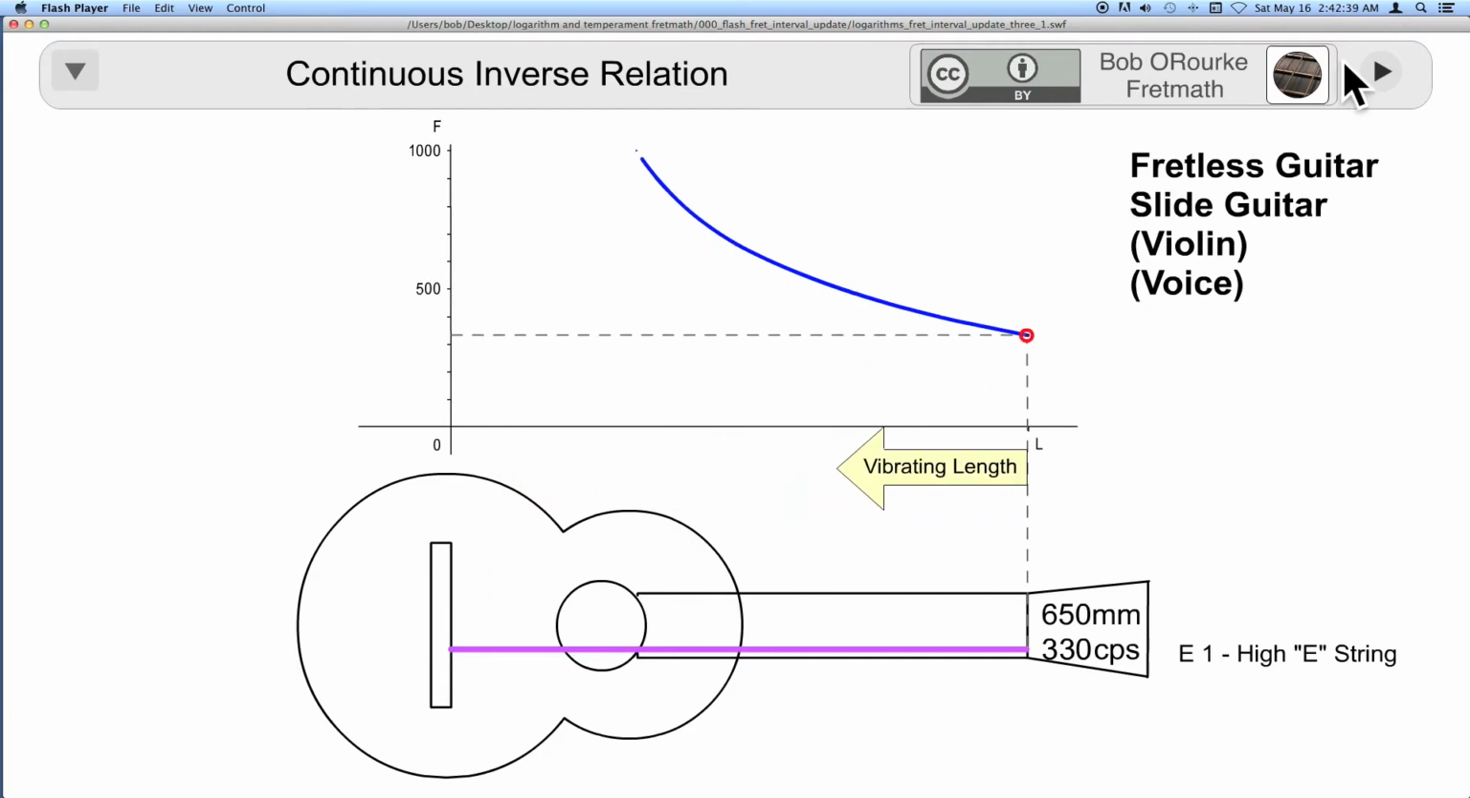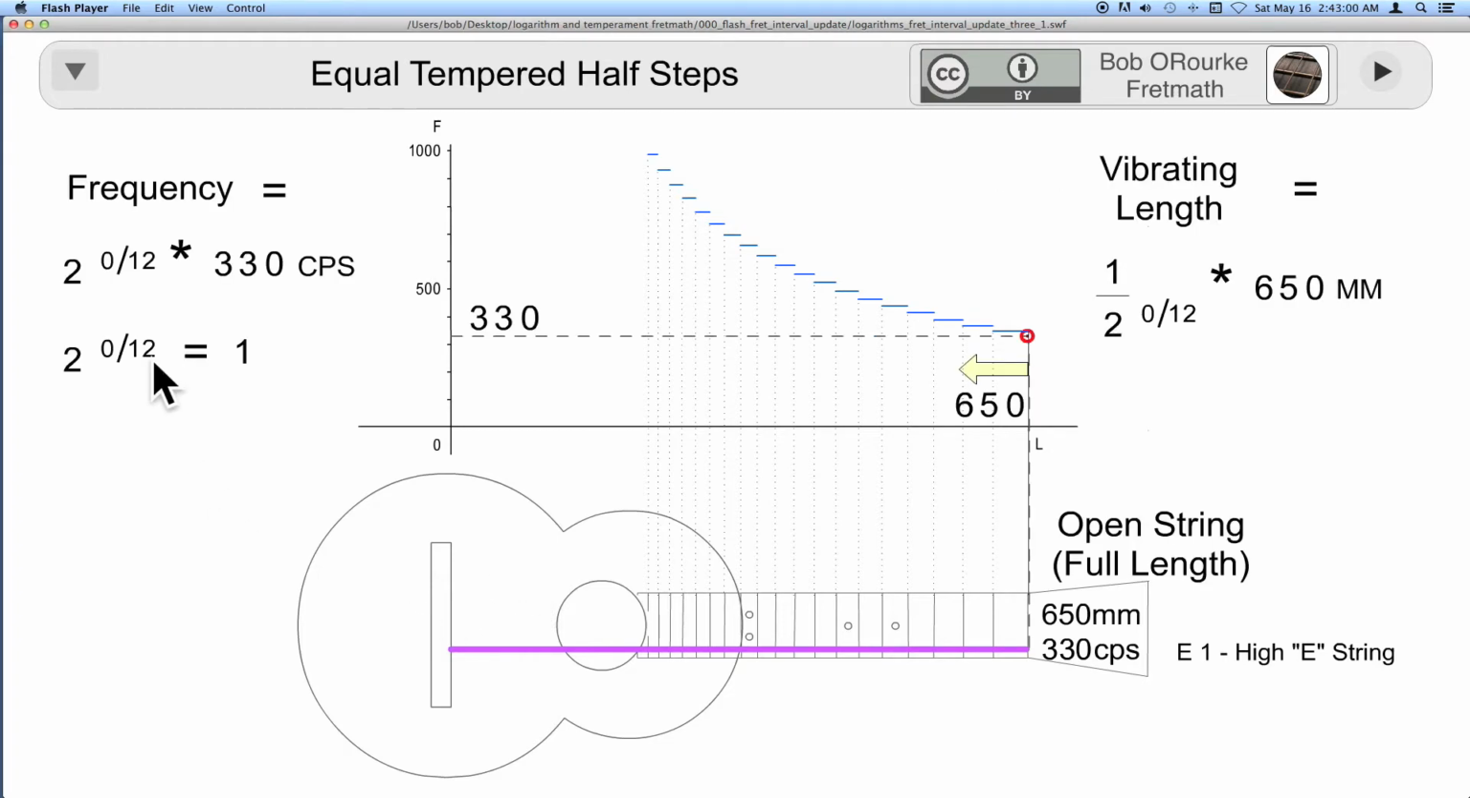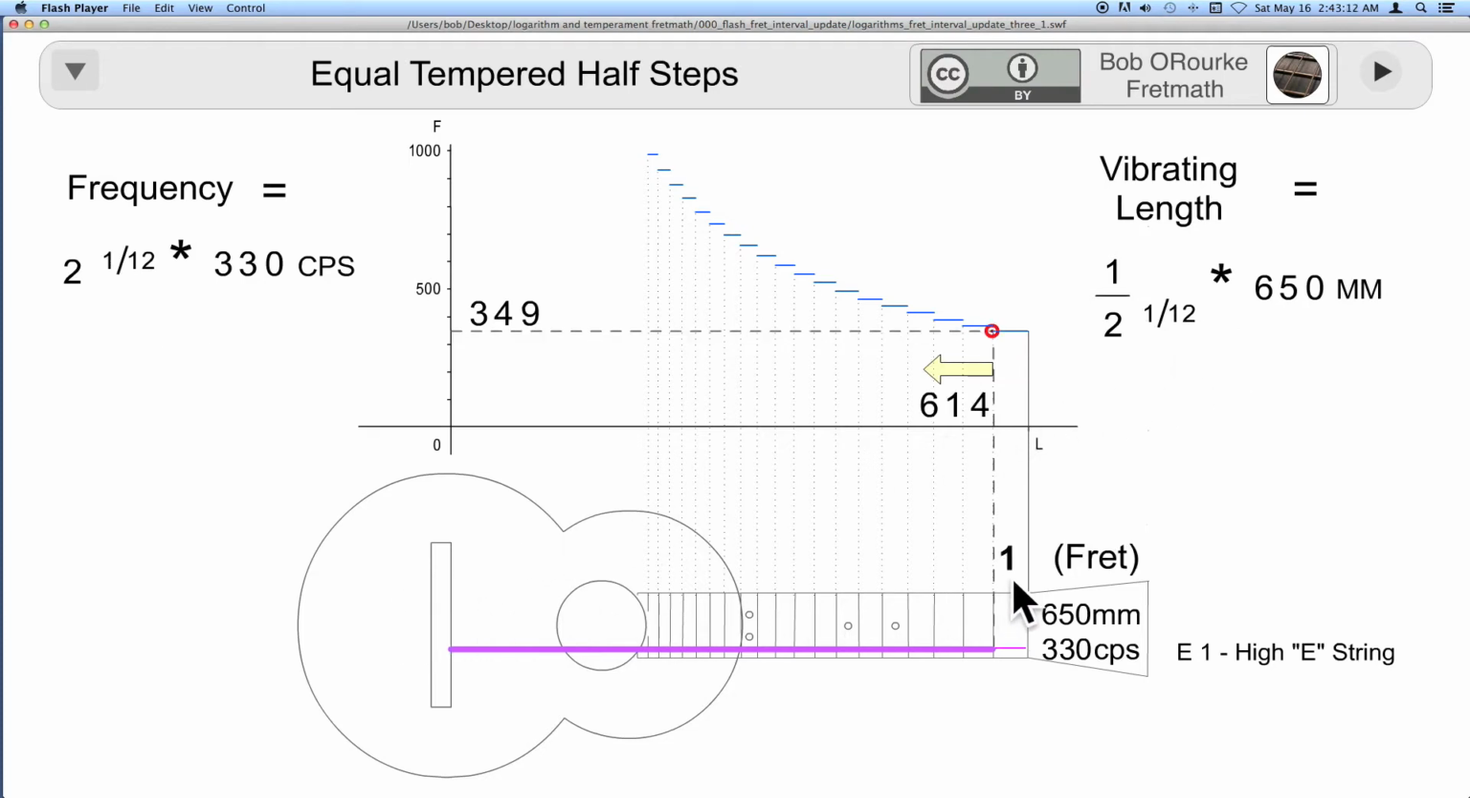The guitar with 12-tone equal temperament looks a bit like this. I'm reading this, the 12th root of 2 to the 0 power. Anything to the 0 power would be 1, so it's 1 times the starting frequency equals the starting frequency. And then on the other side, the vibrating length, it's 1 over 1 times the starting string length, so that's the starting string length. And moving along to the first fret, I would have 2 to the 1/12.